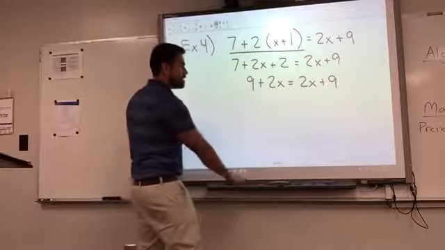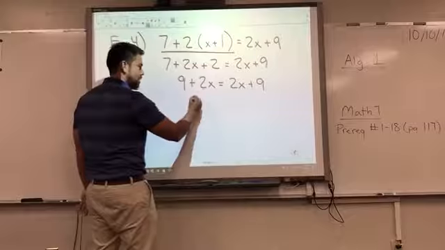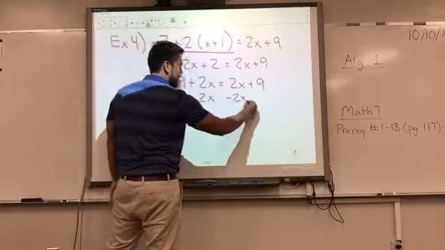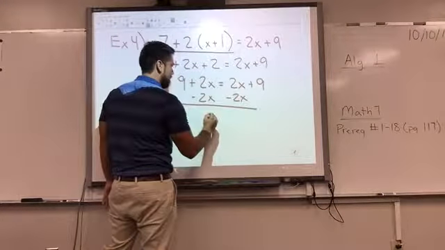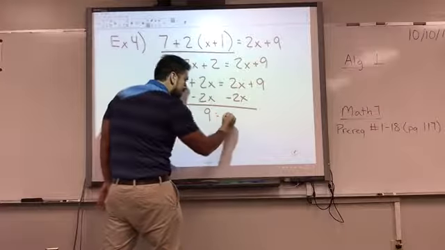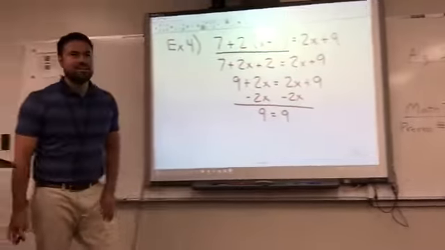Okay, can I solve for x? Well, I'm going to try it out. Negative 2x on both sides. I am left with 9 equals 9. Is that true? Hopefully.